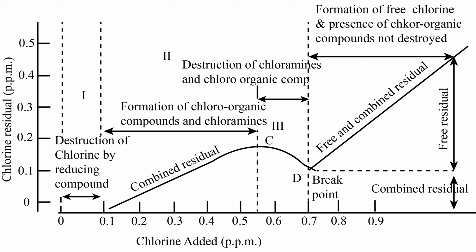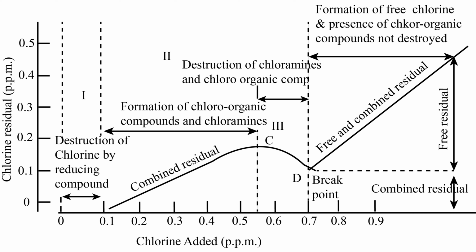So again, the residual goes down. This is majorly due to the destruction of pathogens. After the destruction of pathogens, it increases again, with the formation of chloramine, chloroorganic compounds, or other chloroorganic related products. So there are no pathogens or microorganisms left in the water.